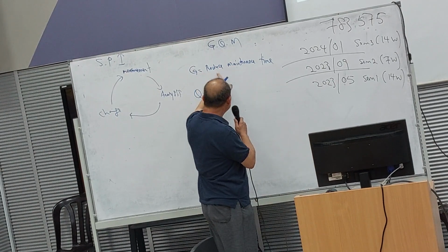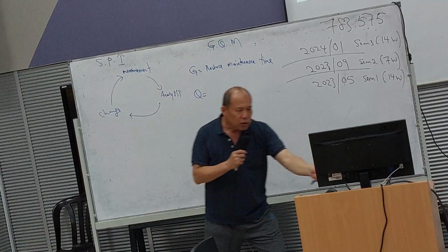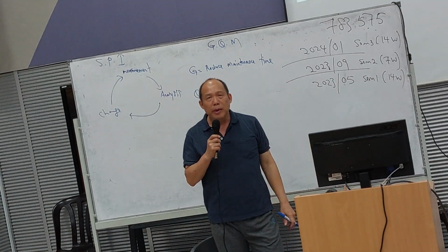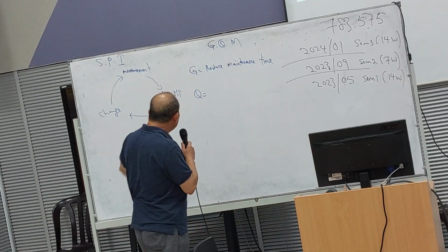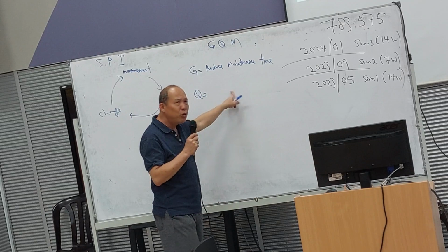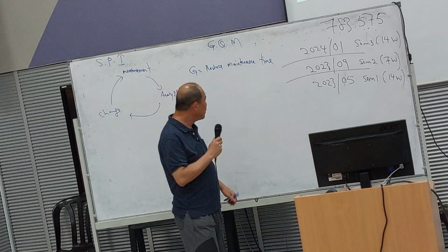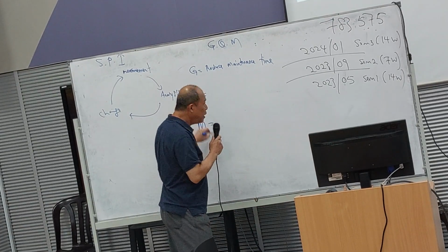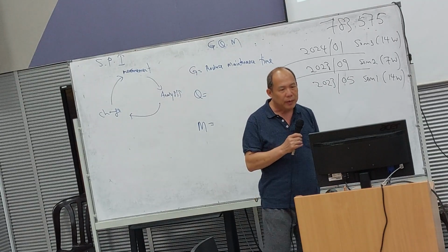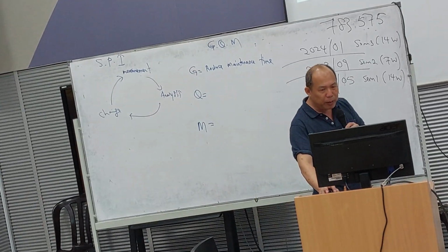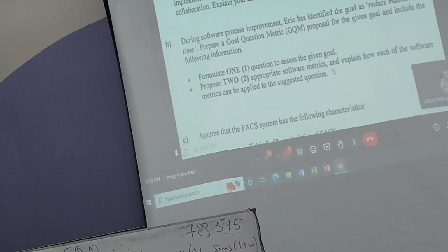GQM, goal. So this is the improvement goal: reduce maintenance time. So to reduce maintenance time, you are asked to come up with one question related to this goal, and give two measurements. Propose two appropriate software metrics. Okay. What do you want to measure?